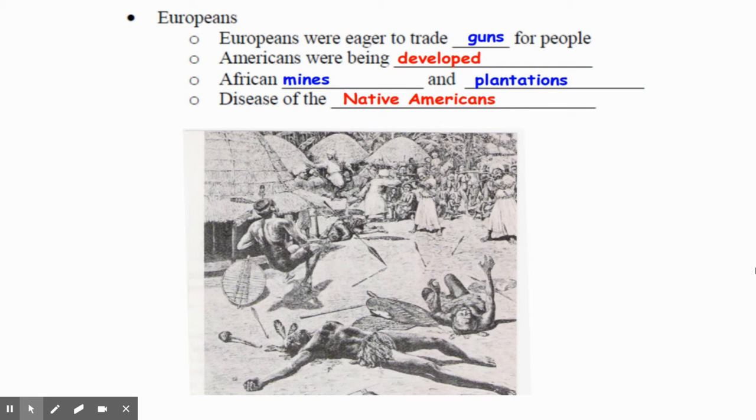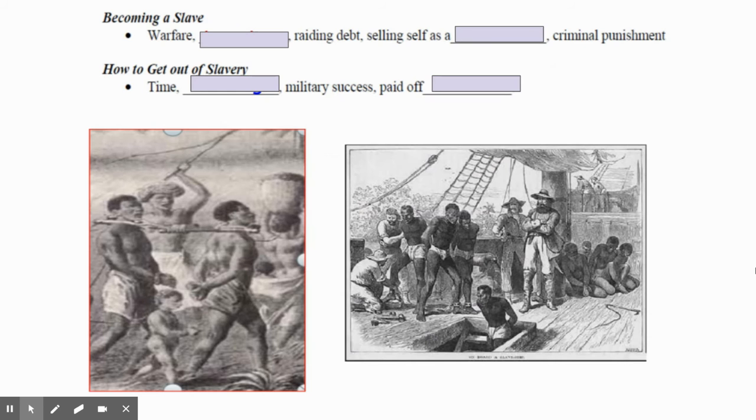And we also had the disease issue, as I mentioned before, among Native Americans who were not tolerant to diseases like smallpox. So, becoming a slave, how could you become a slave? It could be through warfare, it could be because of heredity, meaning that your mother or father was one, so thus you become one. A raiding debt, you could sell yourself as a volunteer or an indentured servant, or it could be because of a criminal punishment.